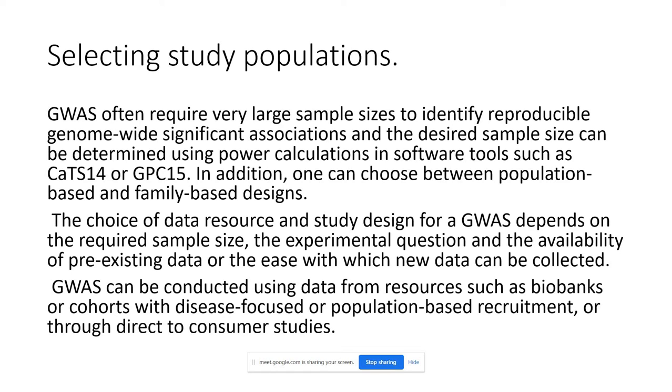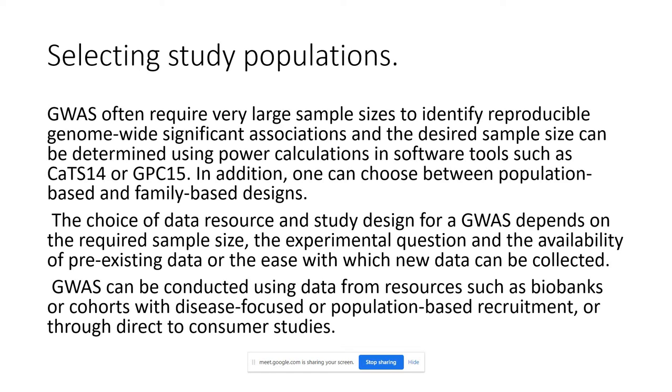It depends on what type of resources we have, what type of computational facilities we have, because we need to use the software. So the selection of the population is based on our resources and what we can do. It depends on that, whether it is a population-based study or a family-based design.